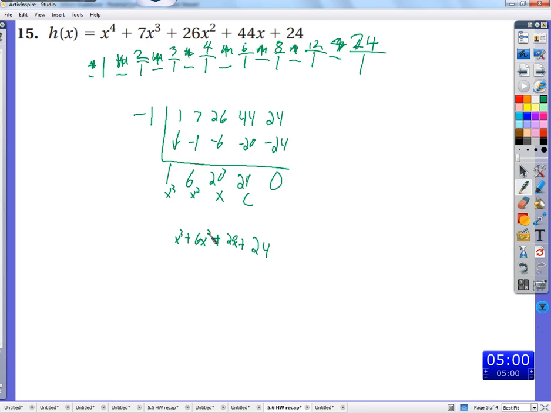So that's what we get. What did we get out of what? What did we just do to get that? Synthetic substitution, you're trying to find one of the zeros. Right, so synthetic substitution told us that it was a zero because we got zero at the end. But that synthetic substitution is also the same as synthetic division, right? So we just divided. So what did we just divide?